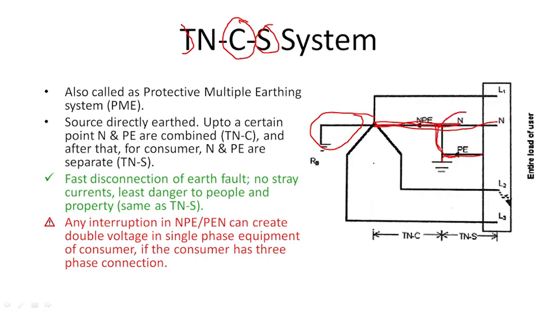So till a certain point, your neutral conductor and the protective earth conductor will remain different, and at some point both will be joined together, and from there you will get the PEN conductor. So here also we have fast disconnection in case of earth fault, no stray currents, and it is least dangerous to people and property, which are the advantages of the TNS system. But the problem is, if there is any interruption in this PEN conductor, it will directly result in neutral breakage.